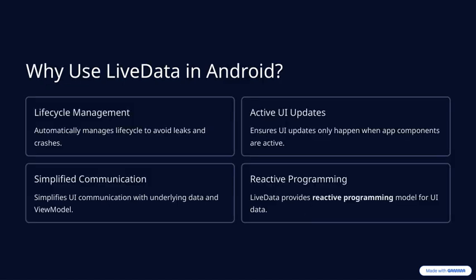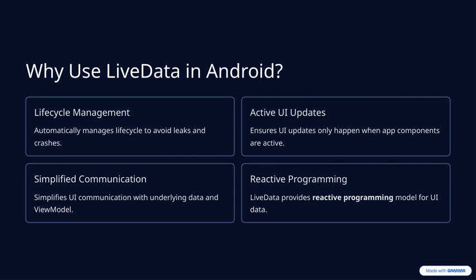Let's talk about why using live data in Android is such a good idea. First, lifecycle management is a huge benefit. Live data automatically handles the lifecycle of UI components, which helps us avoid memory leaks and crashes that can happen if we forget to clean up observers. It's like having a smart assistant that knows when your activity or fragment is active and when it's not.